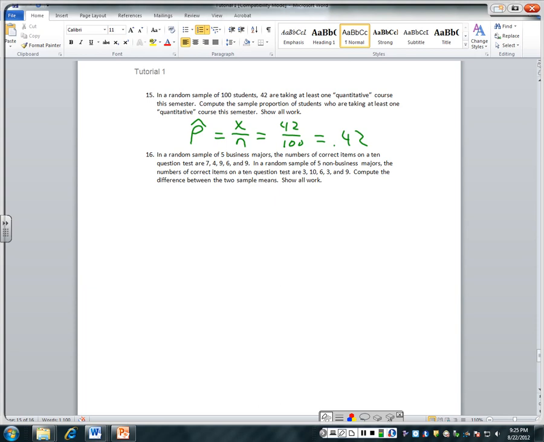In 16, I have in one group five business majors, and their number of correct were 9, 4, 9, 6, and 11. I'm getting that to be 35. So X bar for group A, these are just X's for group A, is equal to the sum of the X's divided by n, or 35 divided by 5, which is 7.